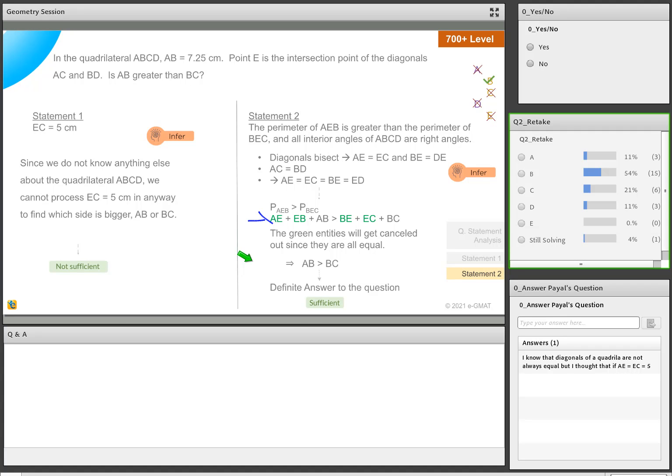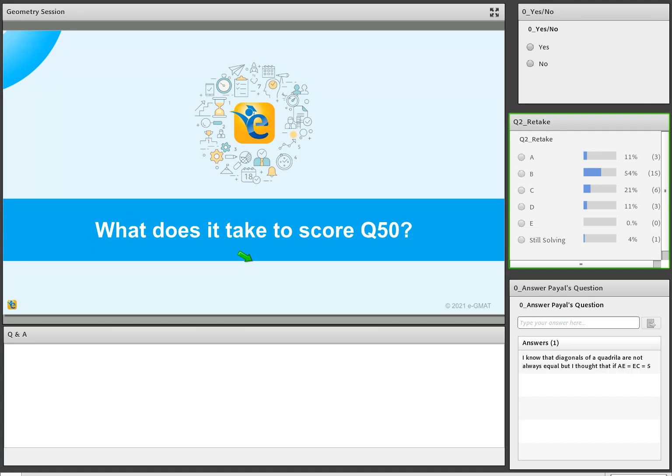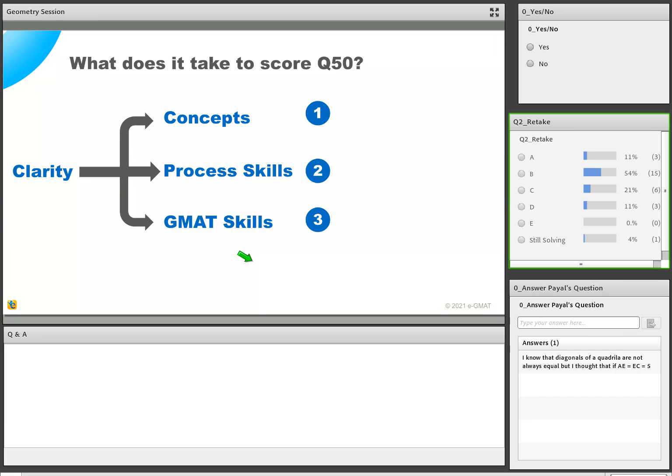Okay. All right, now what does it take to score a Q50? We've gone through three data sufficiency questions, and we've gone through conceptual feedback. We've gone through the ability to apply those process skills, right? So each of these three entities is important for you to get to that Q50, with 200% clarity in doing each of these three things.